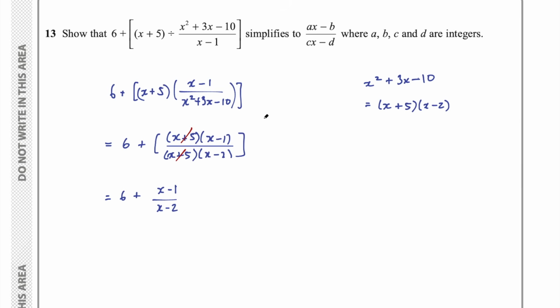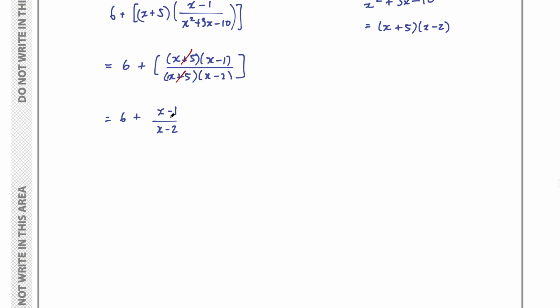And we need to keep simplifying because we need to get it in this form: something x take something over something x take something else. So here we need to combine these terms. How would we usually do this? Well, we multiply this term by this denominator. So this becomes 6 multiplied by x take 2 over x take 2 plus x take 1 over x take 2.